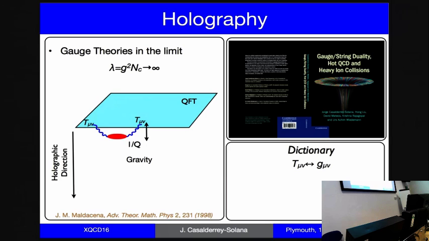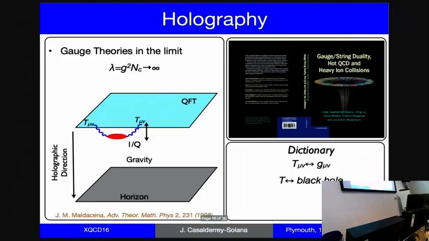If you are interested in studying correlators of these stress tensors, you only need to study gravitational fields that go from the boundary to a certain depth in this holographic direction, and how deep it goes is basically the scale. And then, if you want to study physics of finite temperature, the dictionary tells you that you need to study a horizon, or gravity space in which there is a horizon.